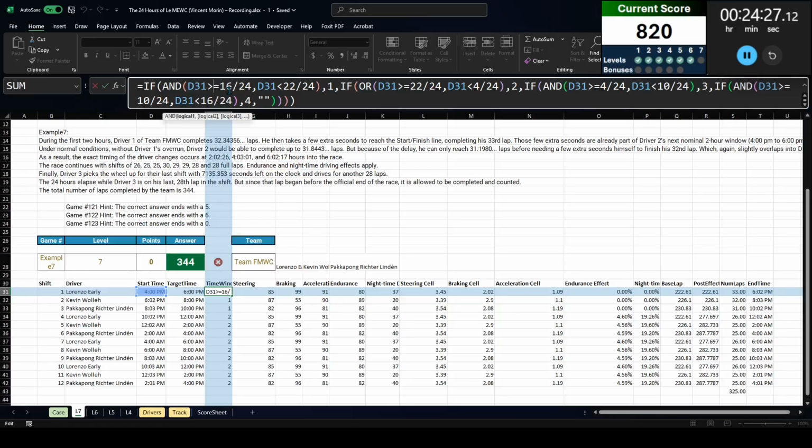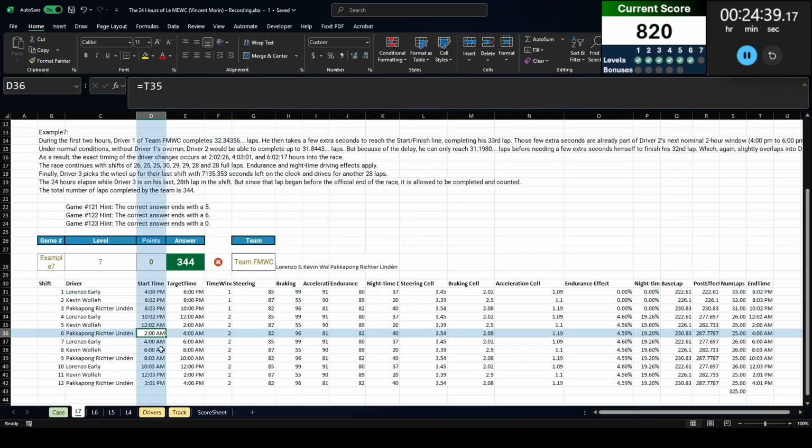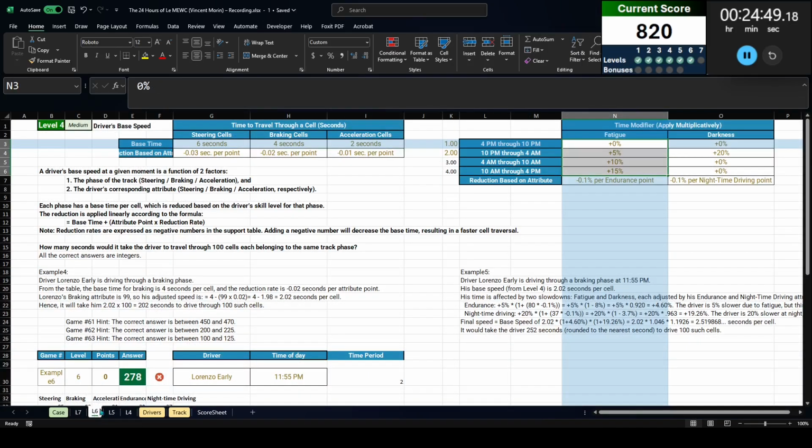Oh, I see what it is. Okay. Now, there's an easy way and a hard way to fix this. I'm going to fix this the easy way.